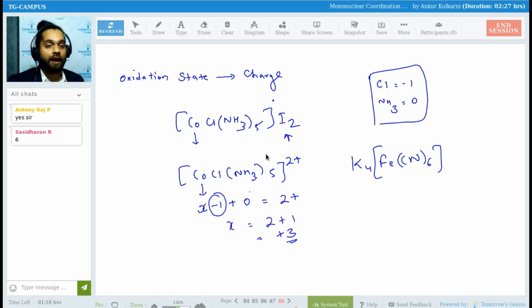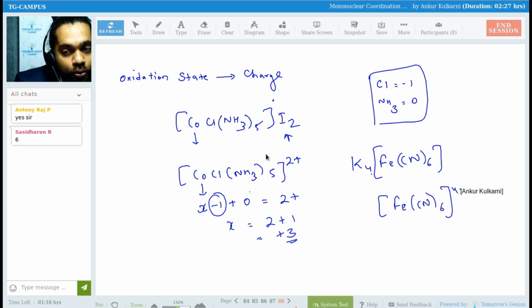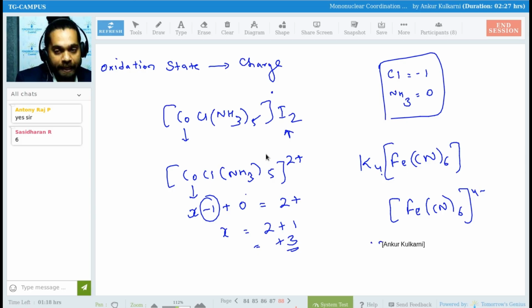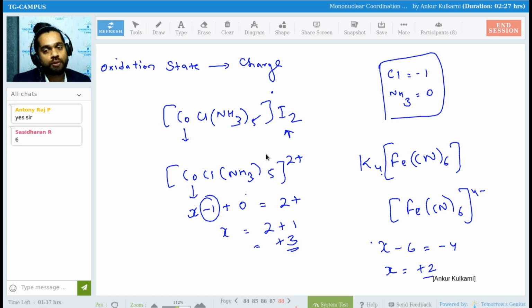How? Kevin, Sasidharan, look over here. If I dissociate this, what will be the charge on the complex now? Since it is K4, the complex becomes 4 minus. So Fe I'll take as X, -6 is equal to -4. -6 goes that side, becomes +6, +6 minus 4 is +2. Is it clear, everyone? How to find out the oxidation state?